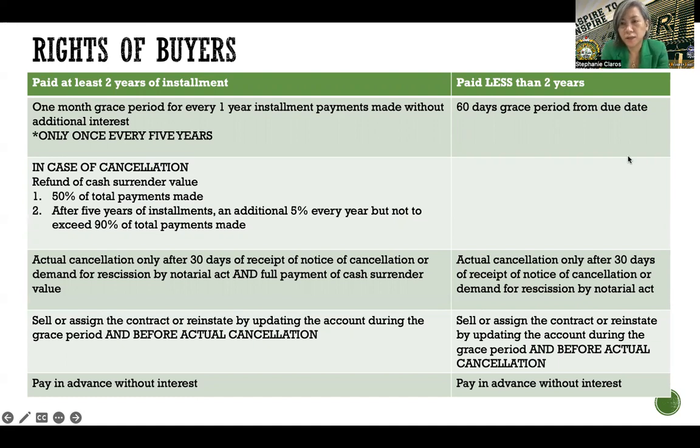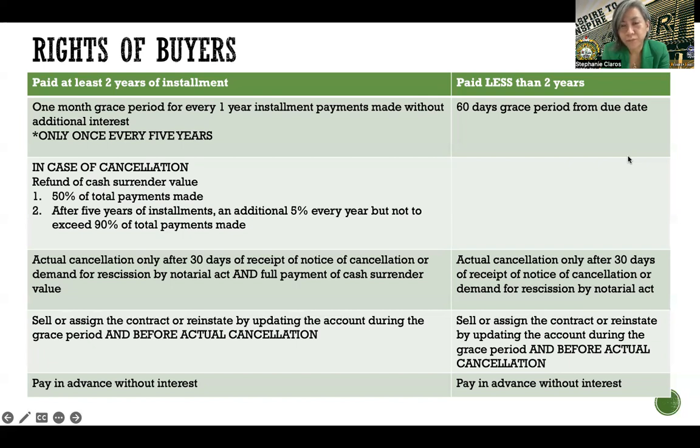So the buyer is granted 1 month grace period for every 1 year installment payments made. Okay, and there's no additional interest that can be charged. But this grace period, guys, can be used only once every 5 years.